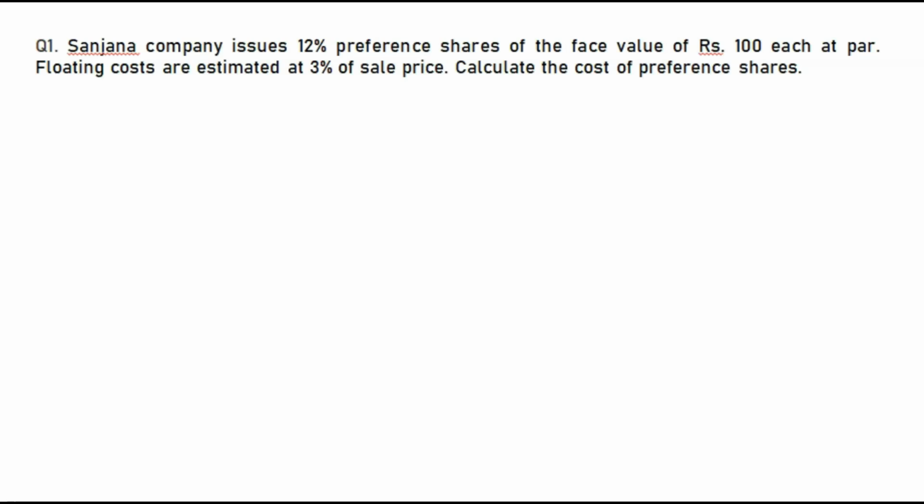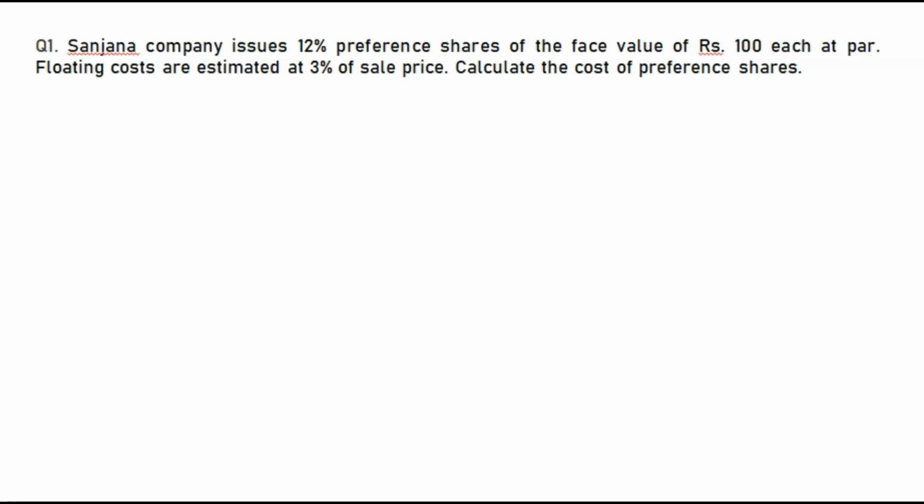Now we can solve it, and if you can solve the questions of cost of debt, this is very easy for you, very easy. So let's see the question. Sanjana company issues 12% preference shares with the face value of ₹100 each at par. Floating costs are estimated at 3% of sale price. Calculate the cost of preference shares.